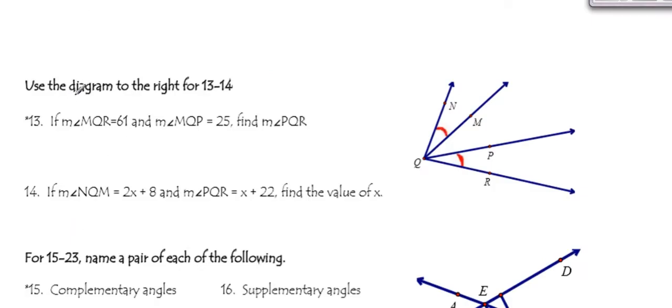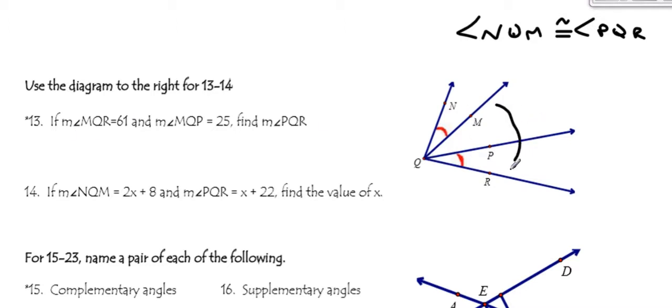Okay. Number 13 says use the diagram to the right, so we're using this picture right here. First, we need to notice that NQM is congruent to, or equal to, PQR. And that's notated by this arc on each of those angles. So we're told that MQR, M to Q to R, this whole thing here, is equal to 61. MQP, M to Q to P, is 25. And PQR is what we're looking for.